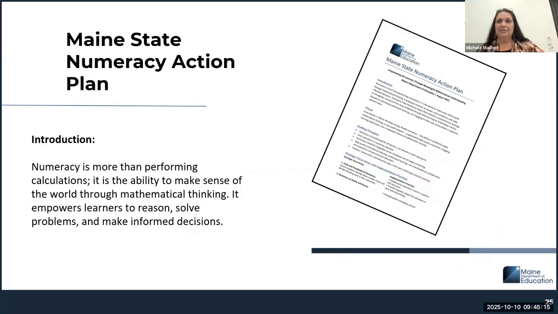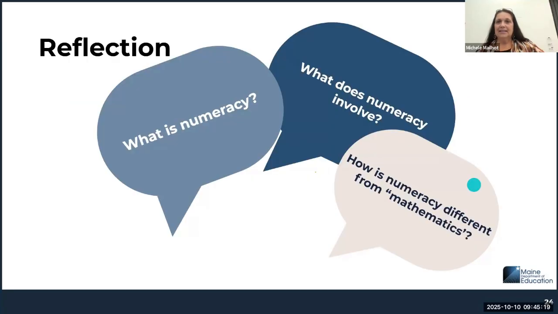So we talked about how numeracy is different from mathematics in that numeracy is number sense and awareness. It's more how numbers are used in daily life. Mathematics involves specific operations and uses problem solving and very specific skills. Thank you so much for sharing.